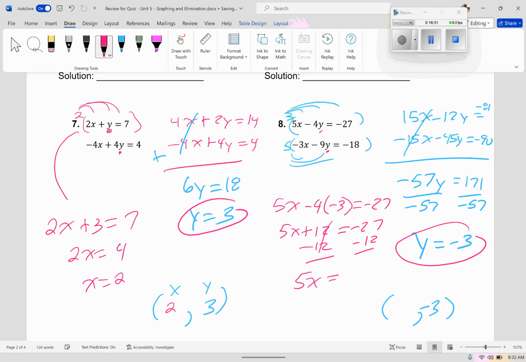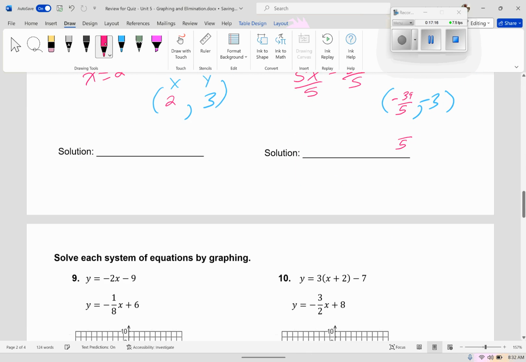Let's see. Am I doing that math right? Plus 12, minus 12, minus 27. Yeah, so I'm going to get negative 27 added to negative 12. So that's negative 39. Divide by 5. Ooh, this is an ugly one. So negative 39 fifths. Maybe I made a mistake. Double check, see if I made a mistake. I might not have. It's possible that I did.